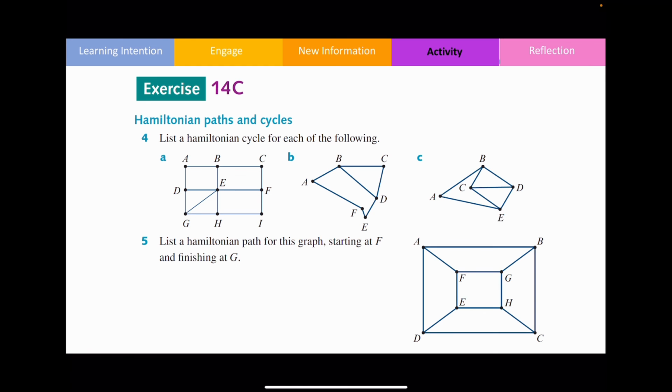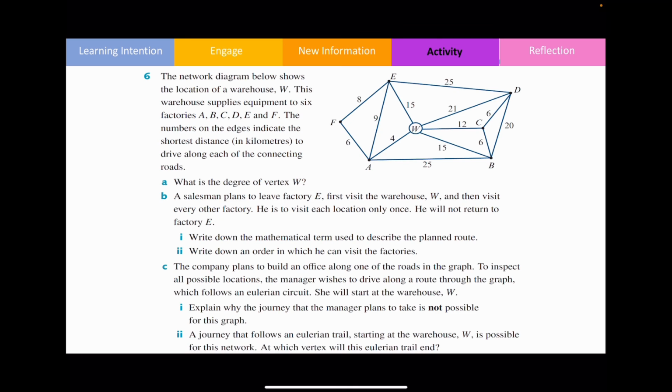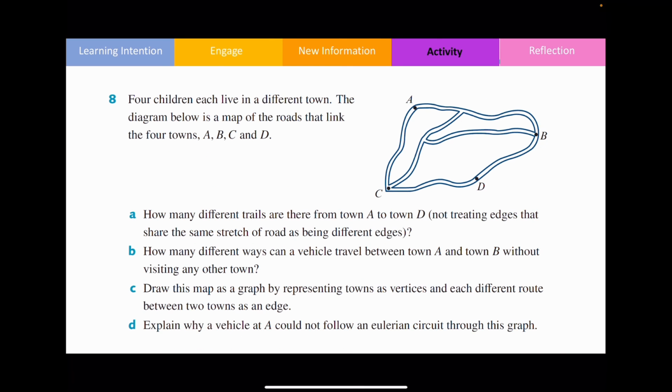To get further practice, I want you to answer all the remaining questions from exercise 14C. There are 8 questions in total, and you should have answered questions 1 to 3 in our previous lesson. This is the end of the video.